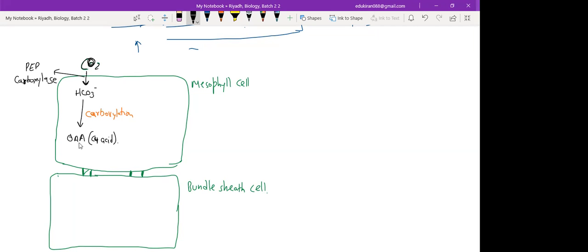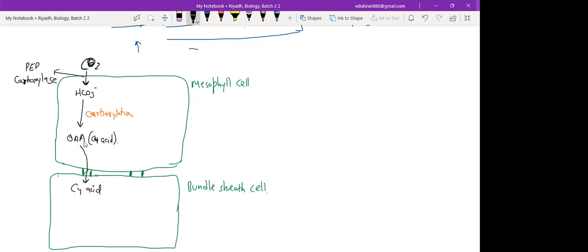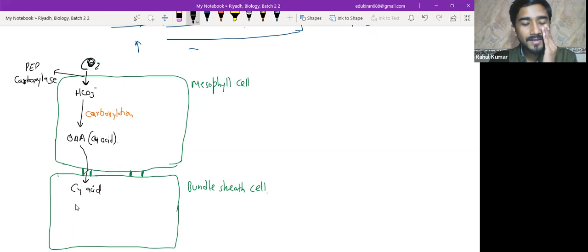Now this OAA, the carboxylated product, is a 4-carbon acid. This is transported into the bundle sheath cells. So this C4 acid goes here. Now it's oxaloacetic acid, but inside the cell it will be in the form of oxaloacetate. Is it clear? Yes, sir. I'm still writing it as C4 acid just for the sake of nomenclature.